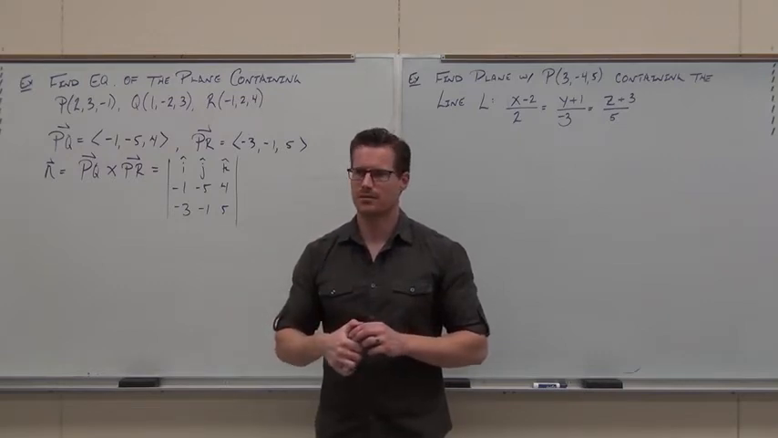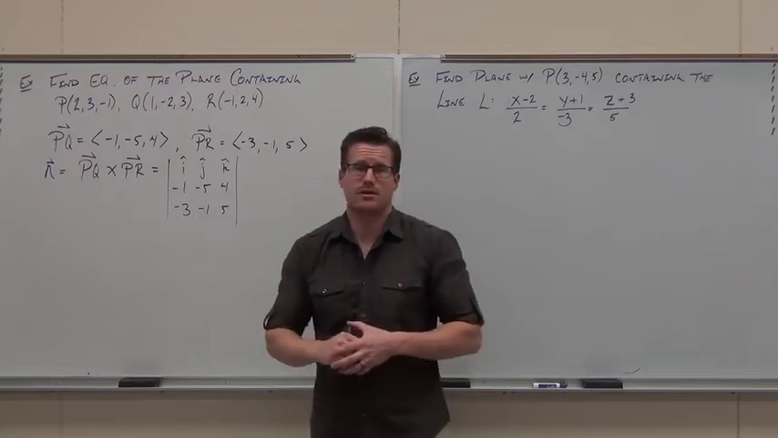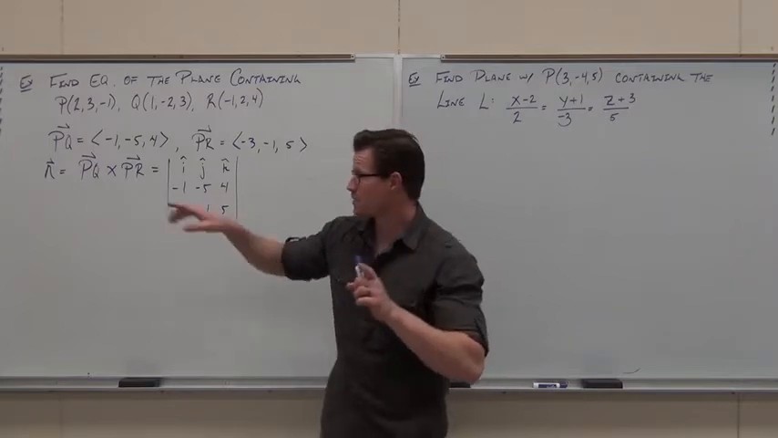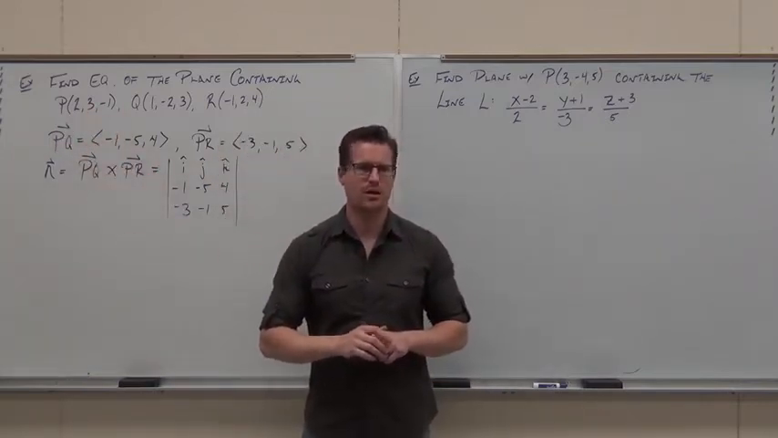Only by the sign. And since we can factor out scalar multiples, it doesn't really matter. It doesn't matter at all. As long as you have two vectors in the plane and you are starting from the same point, cross-product them, you're going to find a normal vector. That's all we're looking for.